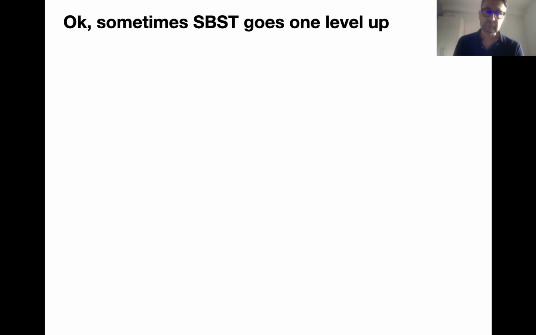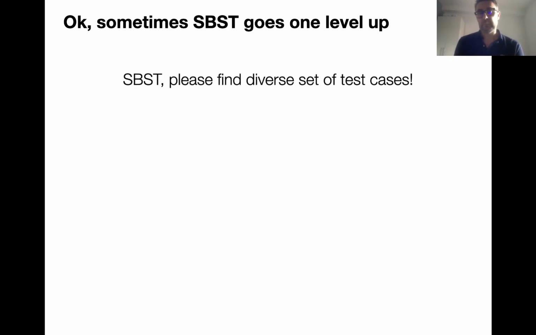individual. Sometimes, as I said, we go one level up and we are searching for a set or for a sequence, right? One example would be SBST, please find a diverse set of test cases or test inputs. This is something I've focused a lot on before. Diversity tends to be good because if you have only a limited budget, you don't want to use it to test similar things. So, what kind of budget do I have? I have a budget for 100 test runs.